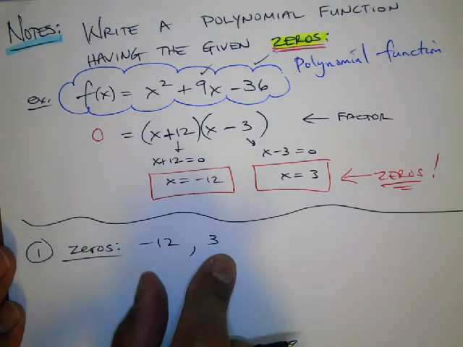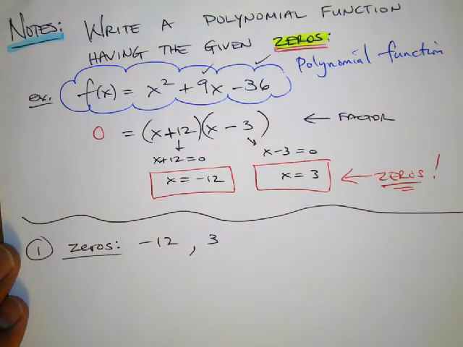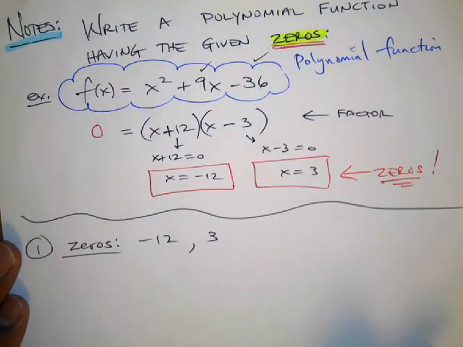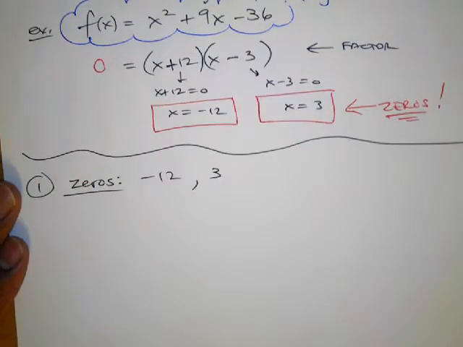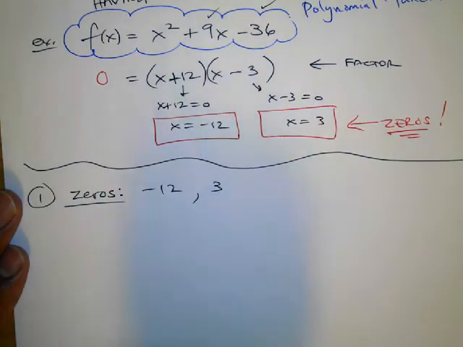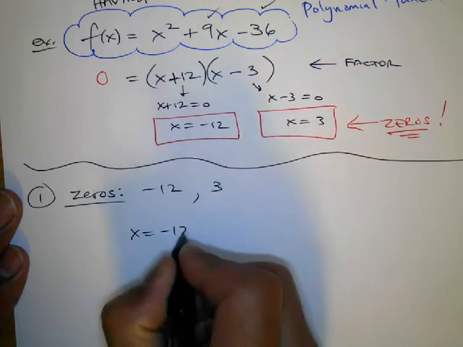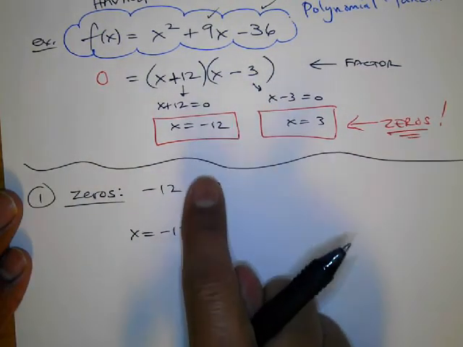Now you tell me how you're going to start with this and work your way back up. Well, very easy. If these are the zeros, let's just do this problem backwards. If one of them is negative 12, write it: x equals negative 12, right? We're going backwards, see?